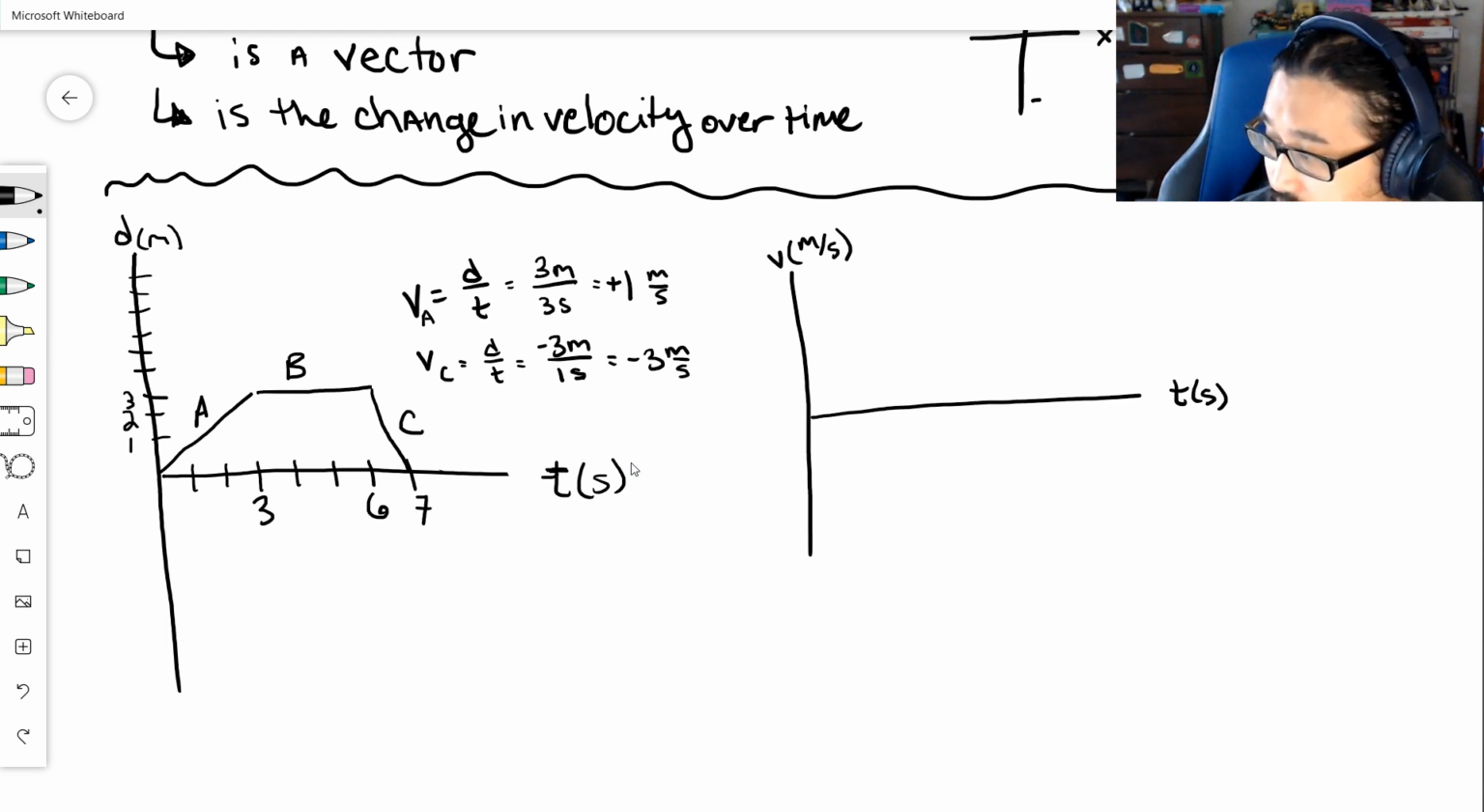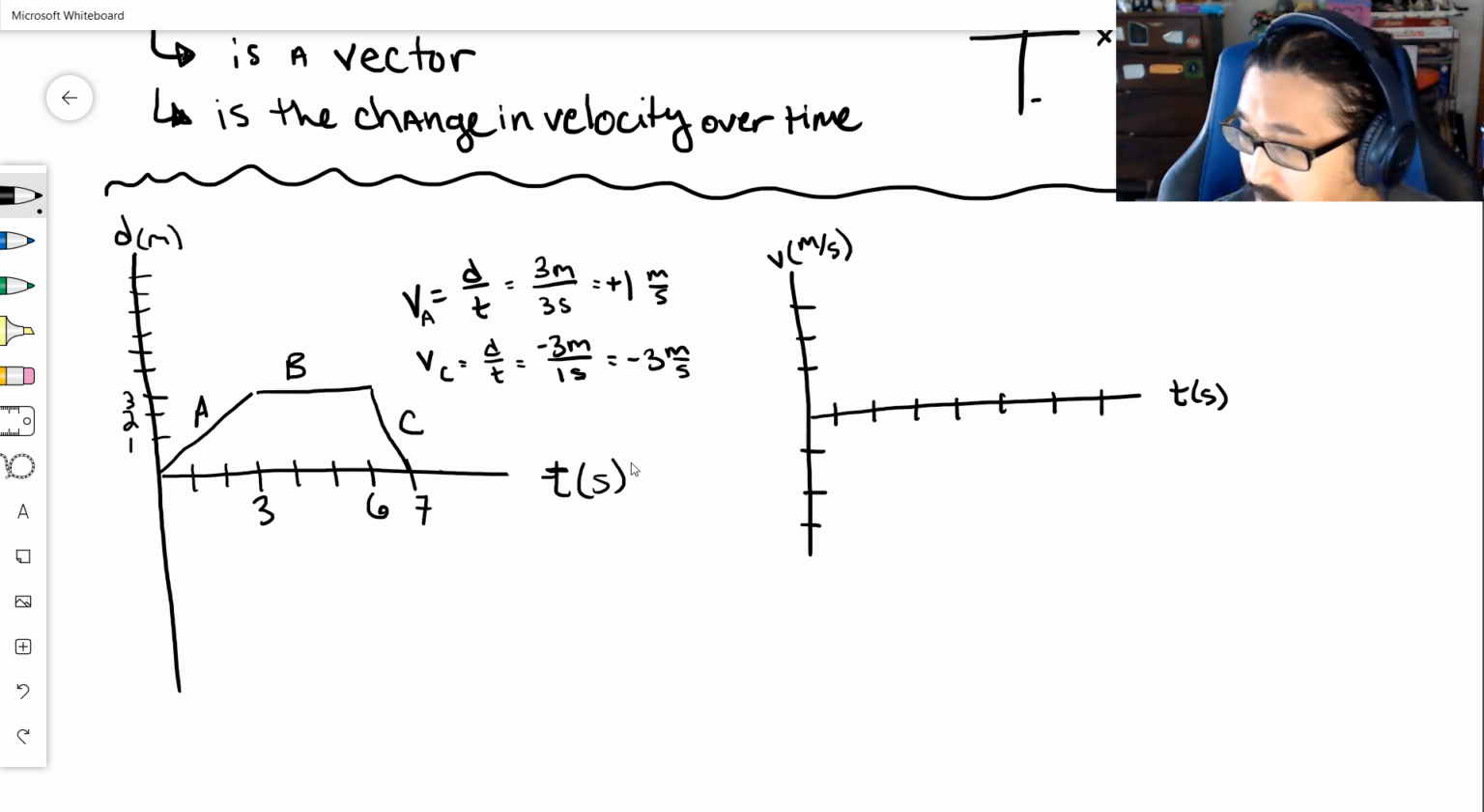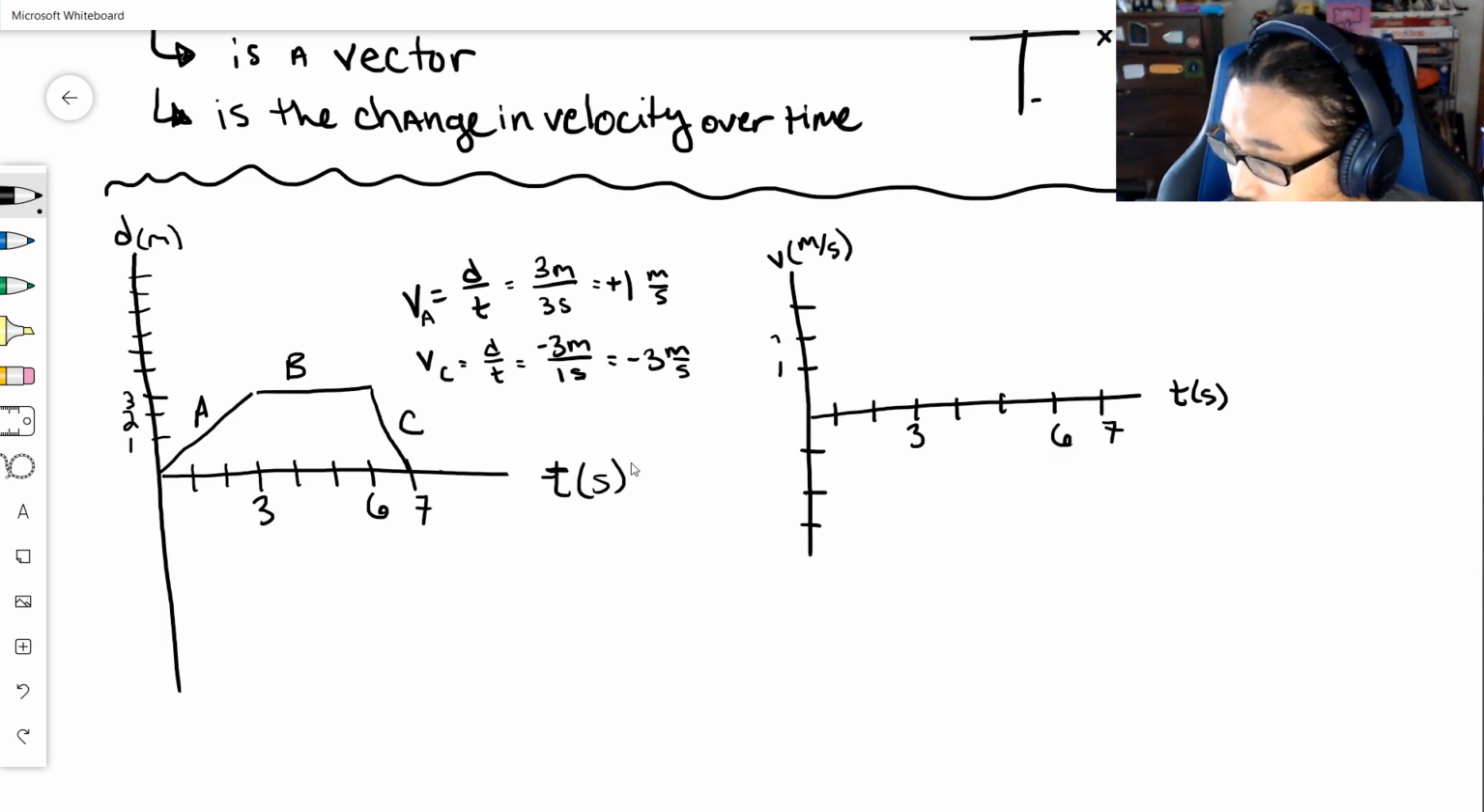So I'll make the little hash marks. 1, 2, 3, 4, 5, 6, 7. 2, 3, 1, 2, 3. So for 3 seconds, then I have 6 seconds and 7 seconds. This would be 1, 2, 3, -1, -2, and -3.